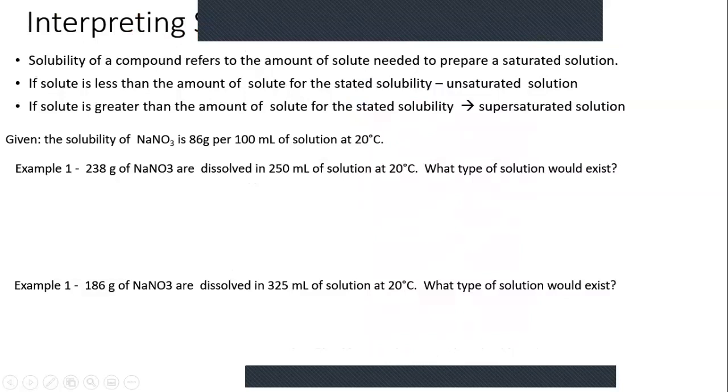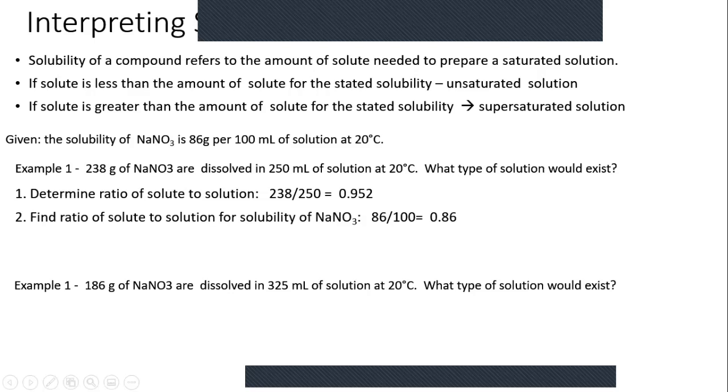So we know that based on the graph, 86 grams of sodium nitrate will dissolve in 100 milliliters of solution at 20 degrees Celsius. So we want to know what type of solution 238 grams of sodium nitrate in 250 milliliters of solution will be. First we determine the ratio between the solute and solution of our solution. 238 divided by 250 is 0.952. And then we find the ratio of solute to solution for our solubility, which is 86 per 100, so it's 0.86. Since 0.952 is greater than 0.86, this would result in a supersaturated solution.